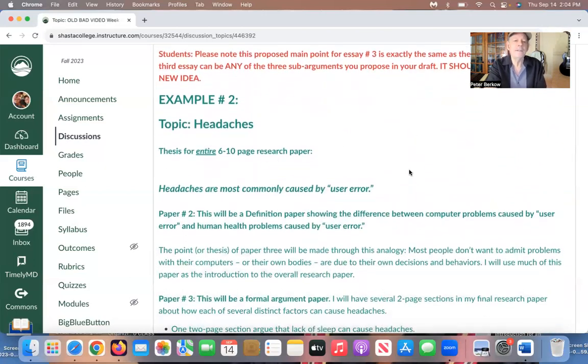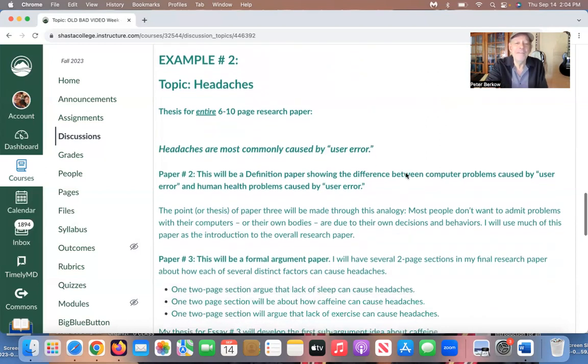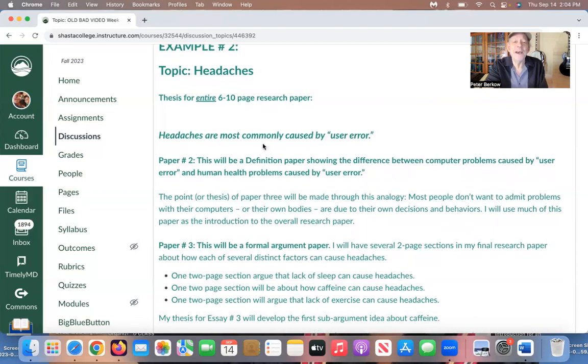So this student has kind of a clever idea. The overall research question would be, how does a person best deal with frequent headaches, maybe migraines? Certainly there are people who have a lot of headaches and are trying to figure out why they have them and how they can get rid of them, right? And this clever idea, headaches are most commonly caused by user error, okay?